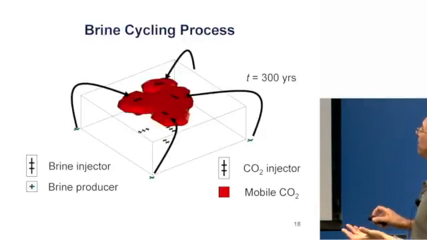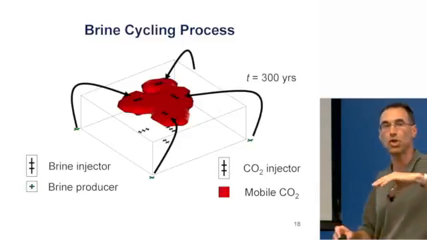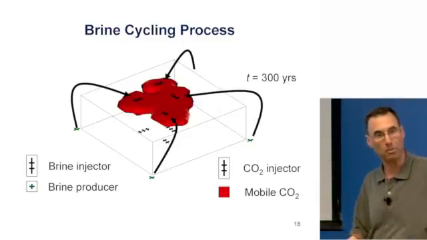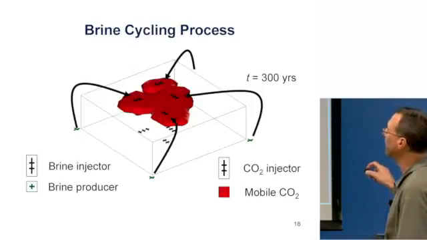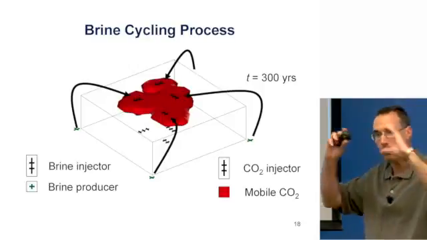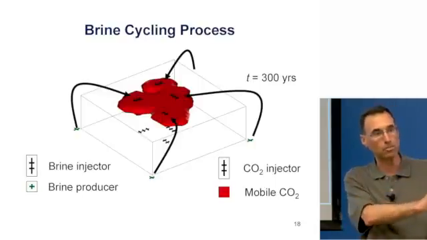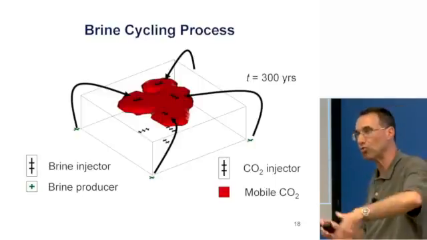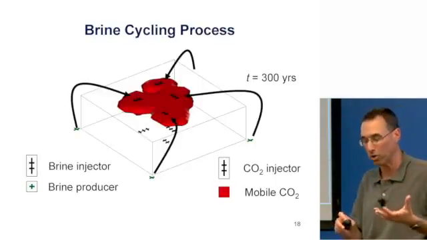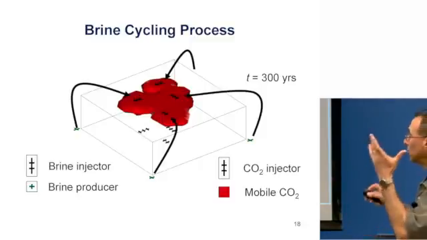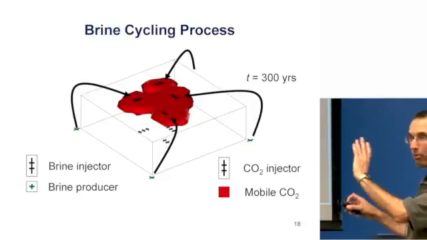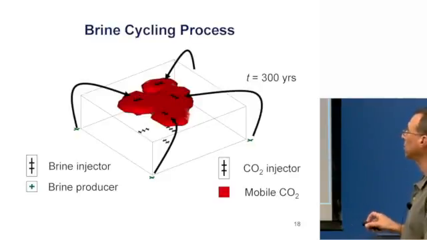Now what we do is after 300 years, we basically stir up this big formation. So we produce brine at the bottom of the formation and inject it at the top in order to expose some of this mobile CO2 to this re-injected brine. It's like a very large-scale stirring. And we do this in an optimal way. We optimize this process. So let's see what happens. Remember, mobile CO2 is bad. We'd like to eliminate that.